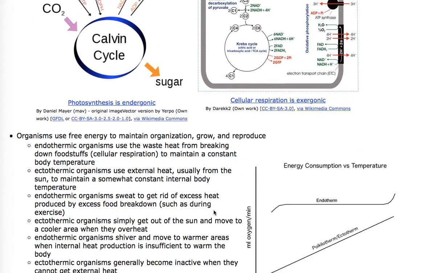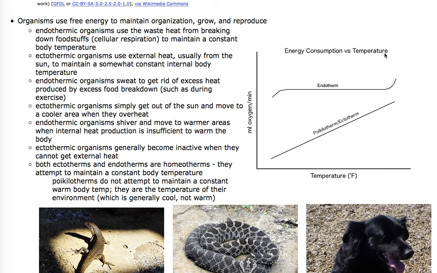So let's talk now about how organisms use free energy to maintain organization, grow, and reproduce. Endothermic organisms, and by the way, the term endothermic in chemistry is the way we use endergonic in biology. The reason we don't use the term endothermic in biology the way we use it in chemistry is because for whatever reason, biologists use the term endothermic to describe the state of being warm-blooded. Ectothermic is the state of being cold-blooded but using outside heat sources to stay warm. Endothermic organisms use internal combustion energy to keep themselves warm.